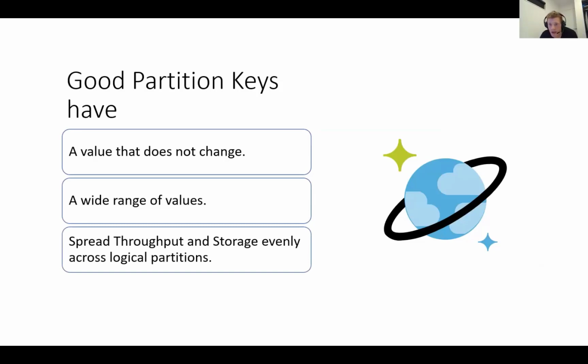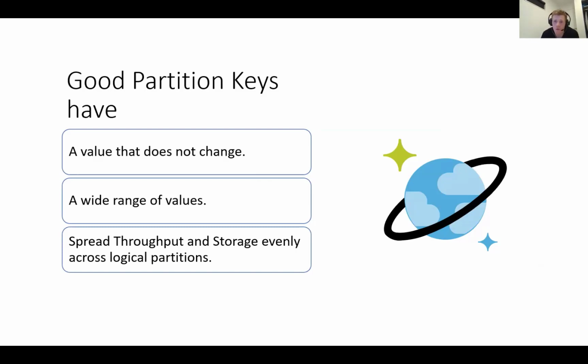If you have values that don't change, so once you've committed your item with a partition value, we can't update that value once you've persisted it to Cosmos DB. So if we persisted that hotel with Auckland in it, we can't update that value. So if you have properties within your JSON documents that aren't going to change, that could be a good candidate for your partition key.